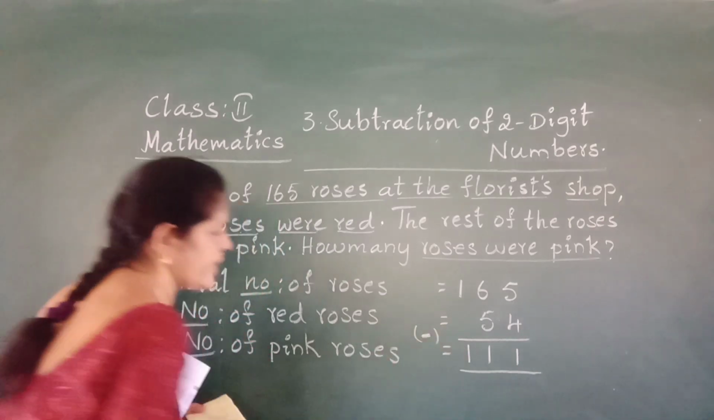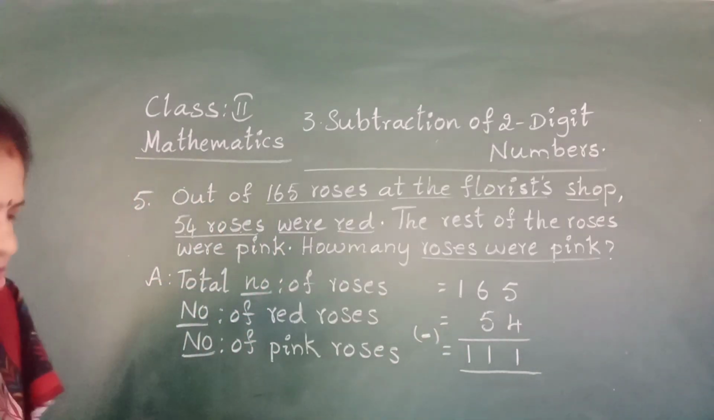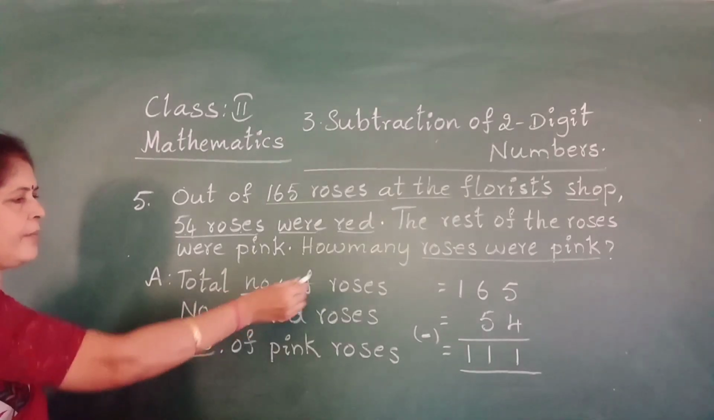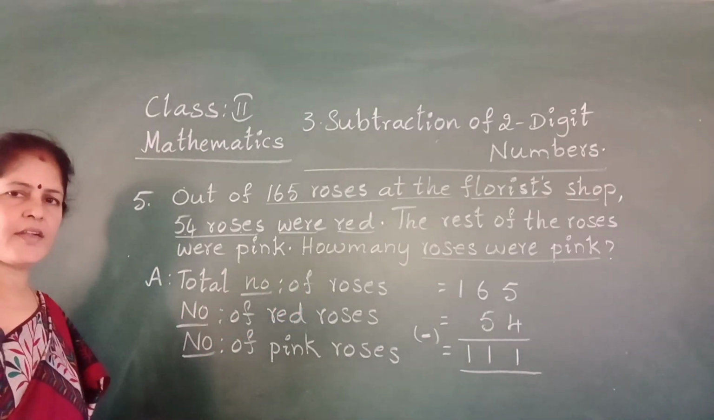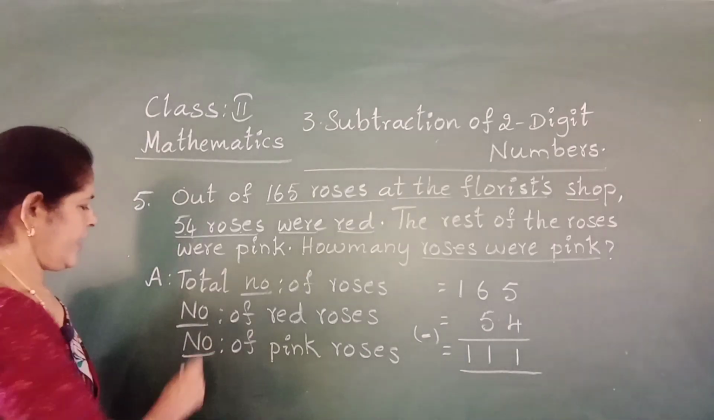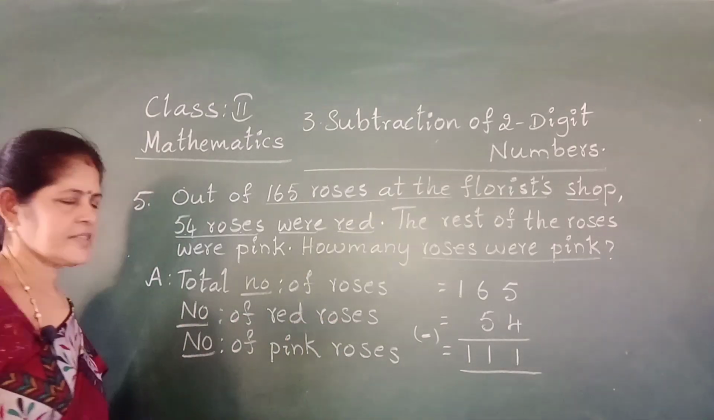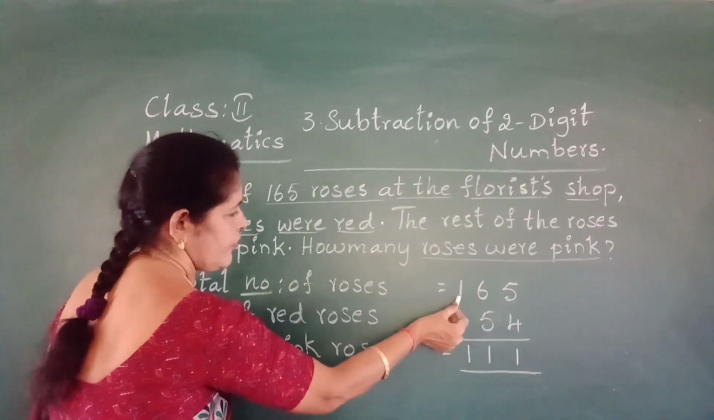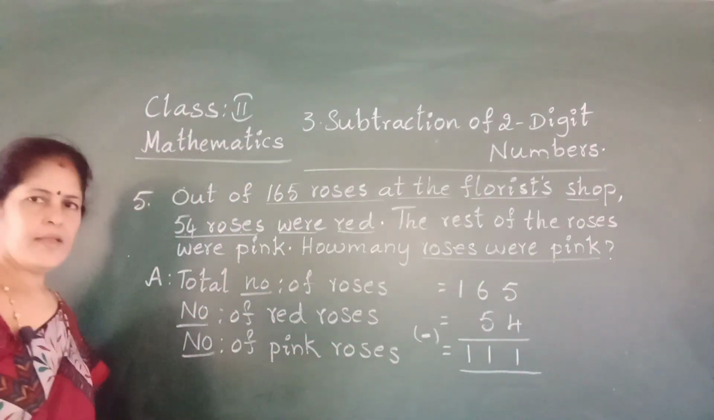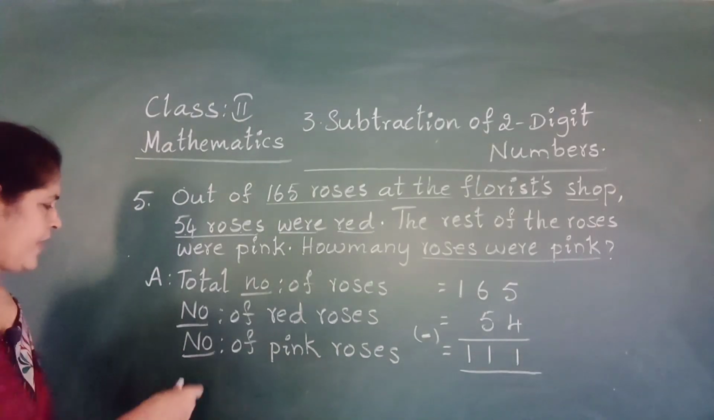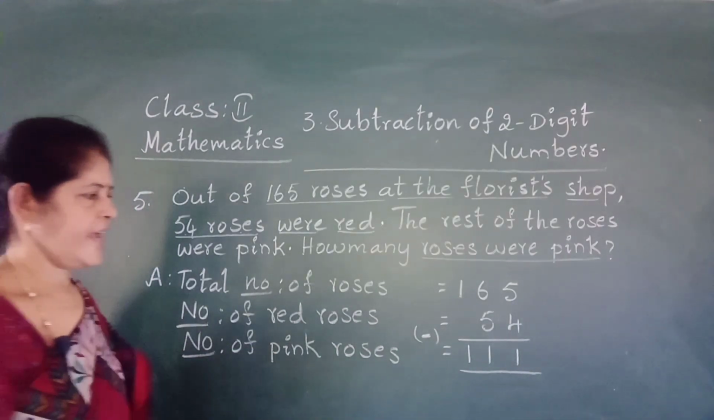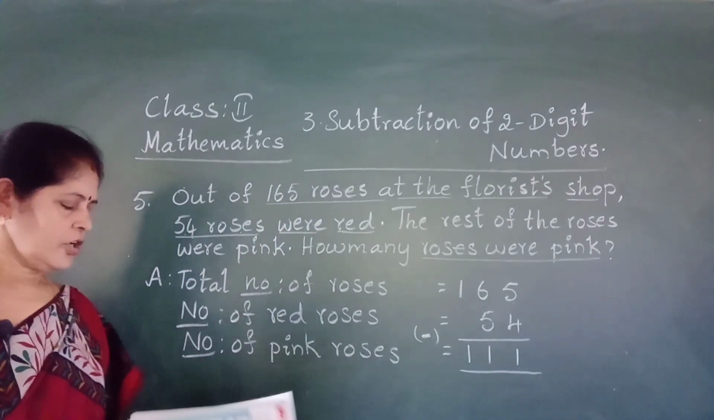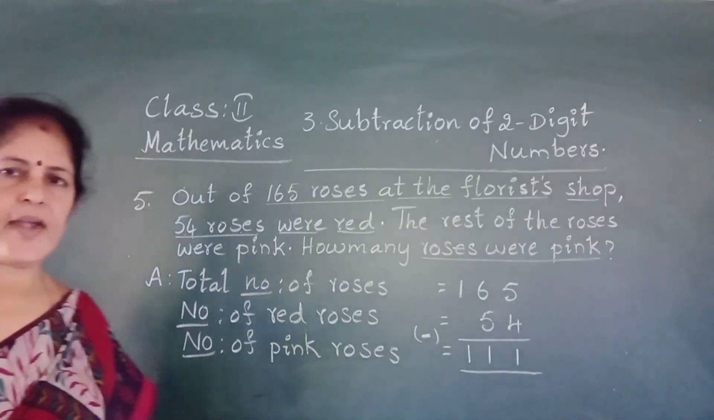How do you get the answer? By subtraction. Come on, write neatly. Total number of roses equals 165. Number of red roses equals 54. Arrange the numbers correctly. The first number is a 3-digit number. The second number is a 2-digit number. Number of pink roses equals 111. Go to the next one. Ready?